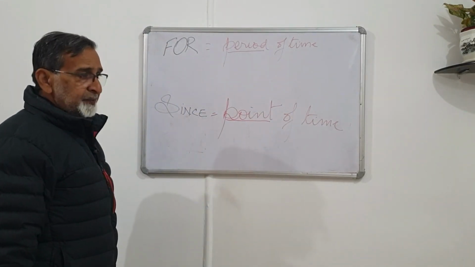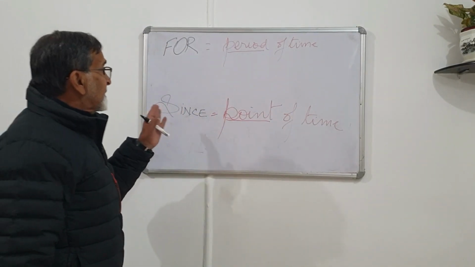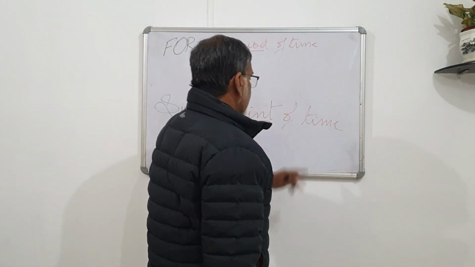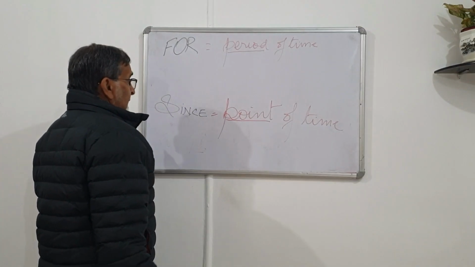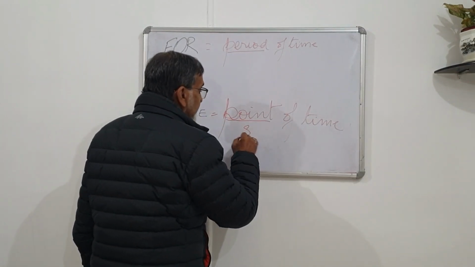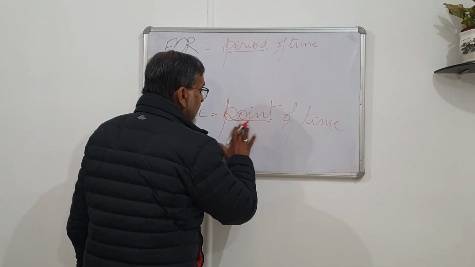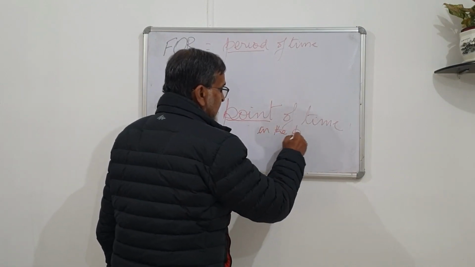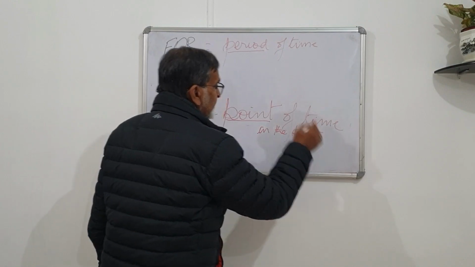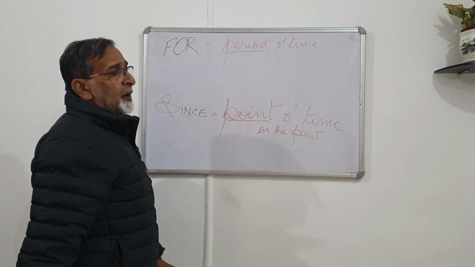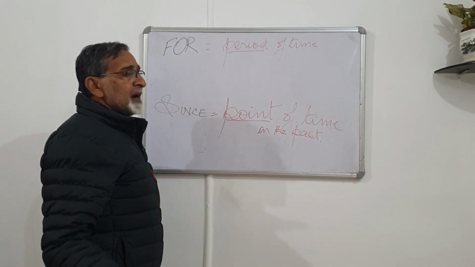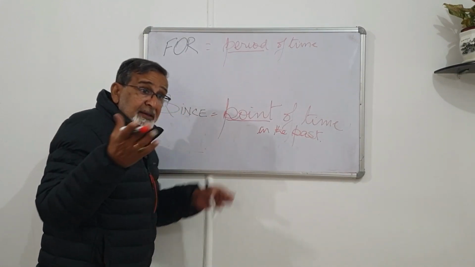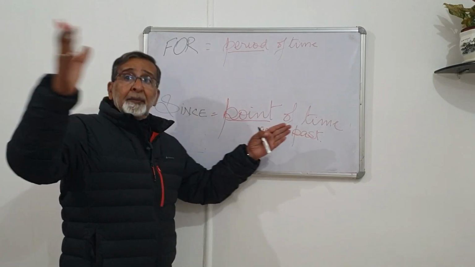Is that clear? Now, period of time and point of time. Point of time in the past. Now, period of time क्या होता है? I have been studying English for 10 years. तो 10 साल से मैं पढ़ रहा हूं, लंबा पीरियड है.